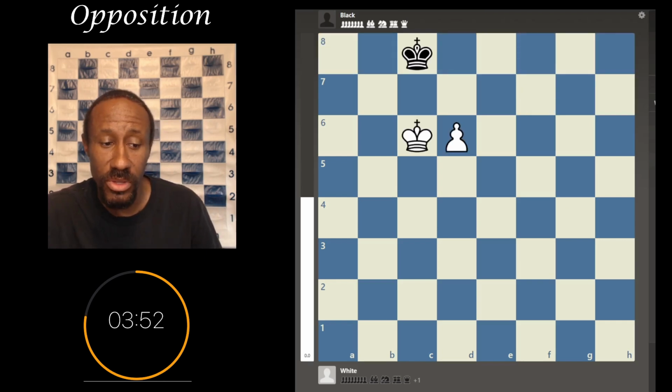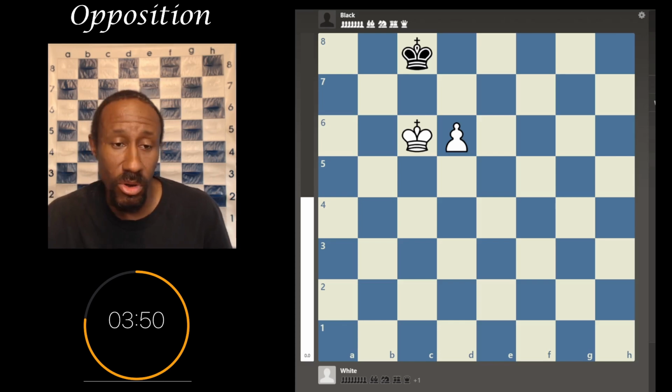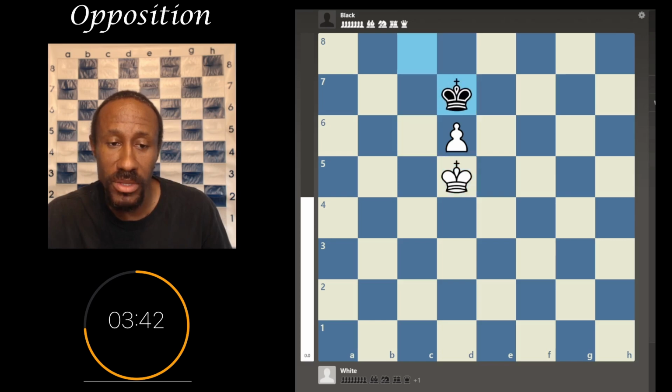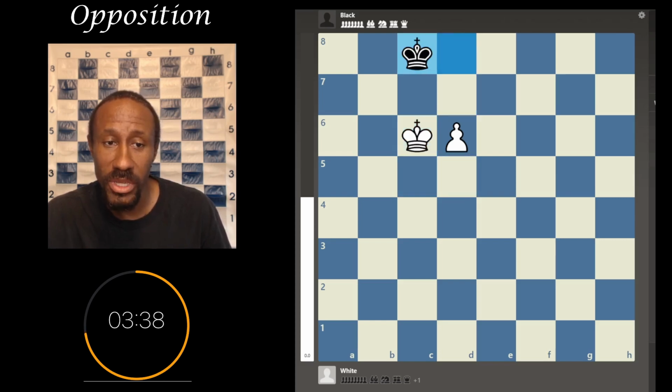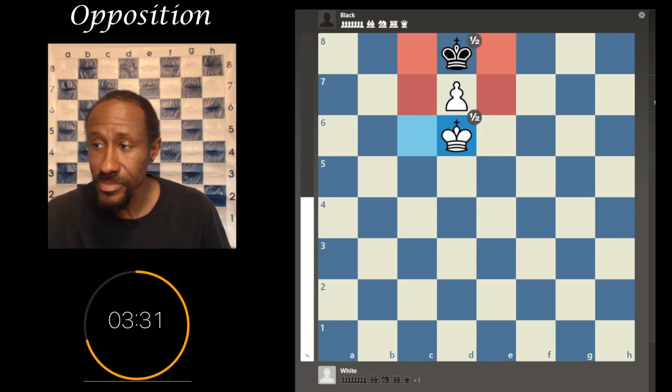In this situation, you can see from the evaluation bar, it is 0.0, which means it's a dead draw. Why? Because it is white's turn to move. And so white loses opposition when he moves back, and then black is able to keep him from making any progress. If he tries to push that pawn, it ends up being a stalemate.